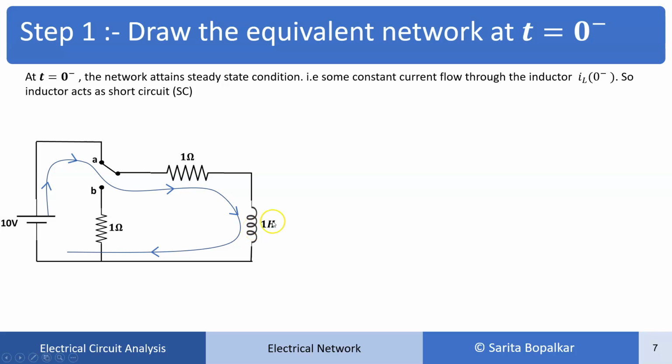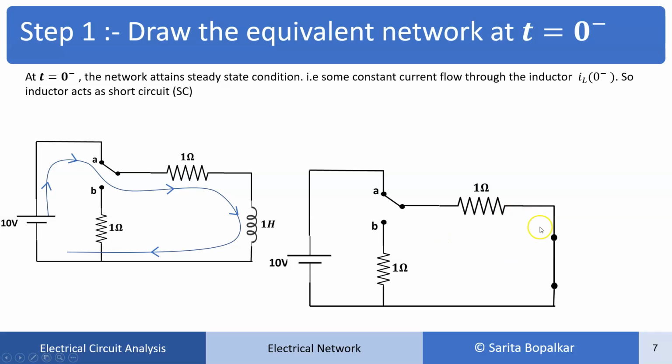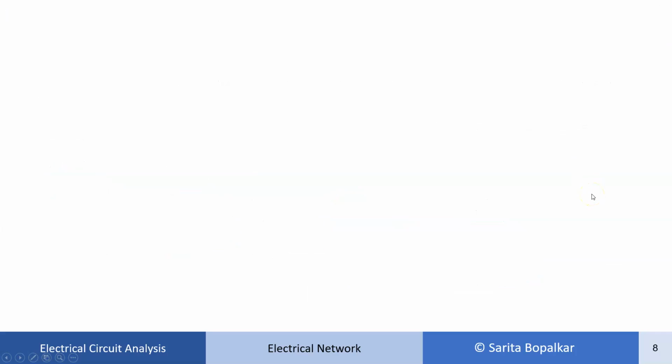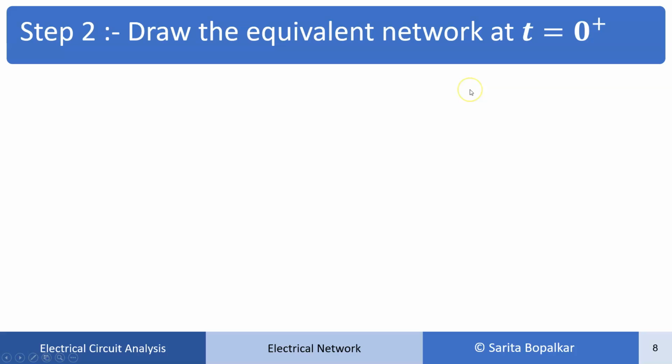That means we want to find that constant current. So at t equal to 0 minus, the inductor acts as a short circuit. So here the constant current, i of 0 minus, is 10 divided by 1, that is 10 ampere. So this is nothing but the current flowing through the inductor, we can call it iL of 0 minus is equal to 10 ampere. And this loop current i of 0 minus is also 10 ampere. Now the next step is to draw the equivalent circuit at t equal to 0 plus.